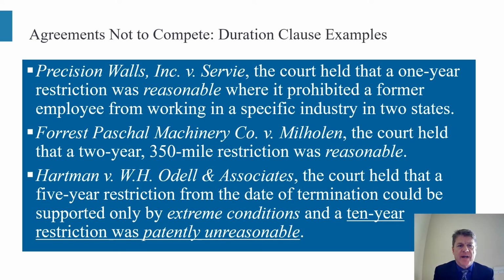So here are a couple of situations where we're looking at different facets of agreements not to compete. In Precision Walls, the court held that a 1-year restriction was reasonable. If you were trying to prevent someone from working in 2 states, you have to go to the underlying question: was that their normal territory where they worked? If so, that's going to be considered reasonable. Same thing with Forrest Pashal Machinery, a 350-mile restriction was deemed reasonable because it related back to their original job responsibility. In Hartman, a 10-year restriction was patently unreasonable. There's no industry that would justify imposing on a client or someone who's selling their business that you can't compete for 10 years within some bubble. That's just unrealistic. That's not going to be enforceable.